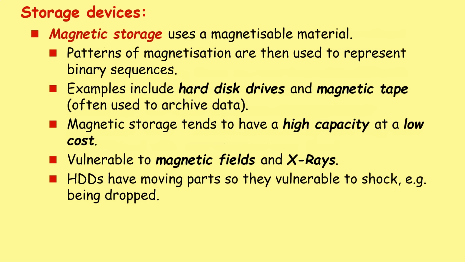Magnetic storage uses magnetizable material. Patterns of magnetization are used to represent binary sequences. Examples include hard disk drives and magnetic tape, sometimes still used to archive data. Magnetic storage tends to have high capacity at low cost. However, it is vulnerable to magnetic fields and X-rays. Also remember that hard disk drives, or HDDs, have moving parts, so they are vulnerable to shock, so for example being dropped or moved suddenly.